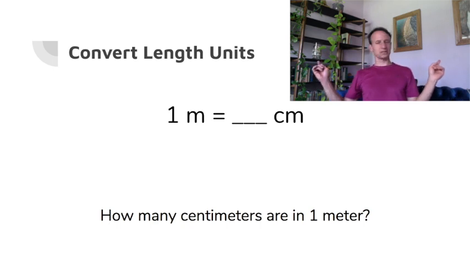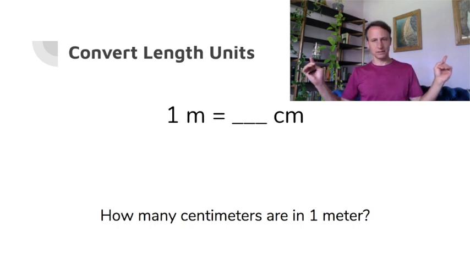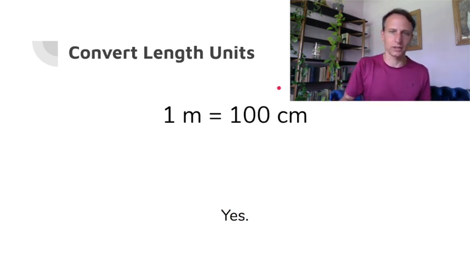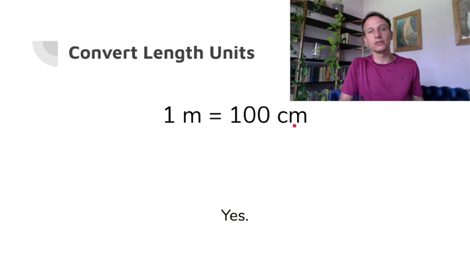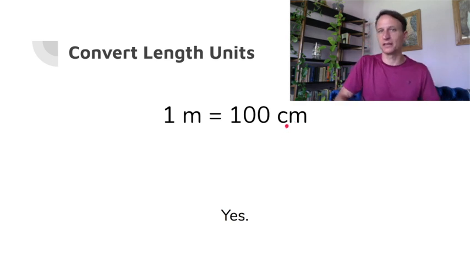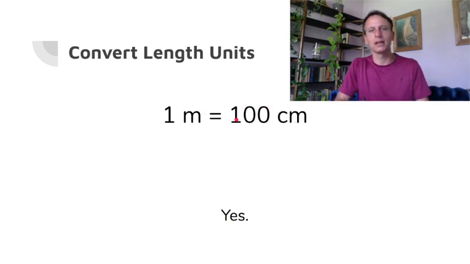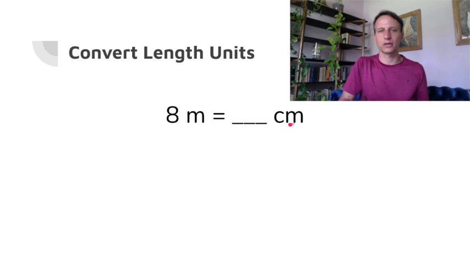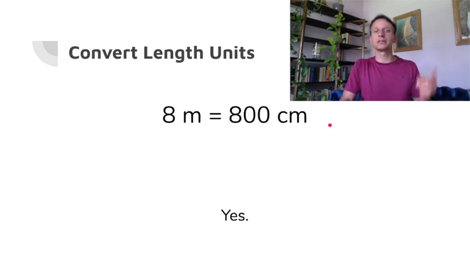So picture your meter stick. All right, great. And now how many centimeters are in that meter stick? 100, okay? And that centi means 100th, just like 1 cent is 100th of a dollar. So 1 meter is 100 centimeters. Great. 8 meters then would be 800 centimeters.